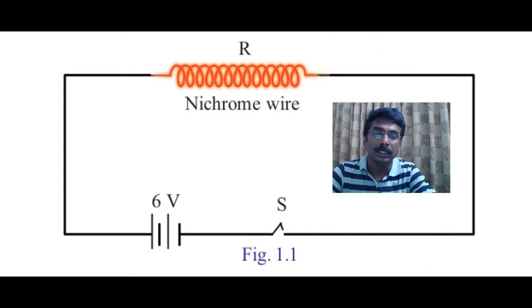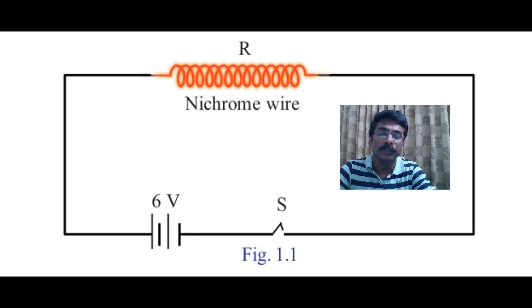If you consider the previous circuit in figure 1.1, we can see that the nickel wire alone is red hot. This is because there is a copper wire and a nickel wire, but the resistance of the nickel wire is greater than that of the copper wire. By the equation H equals I square RT, we can say that when resistance increases, the heat developed in it also increases.